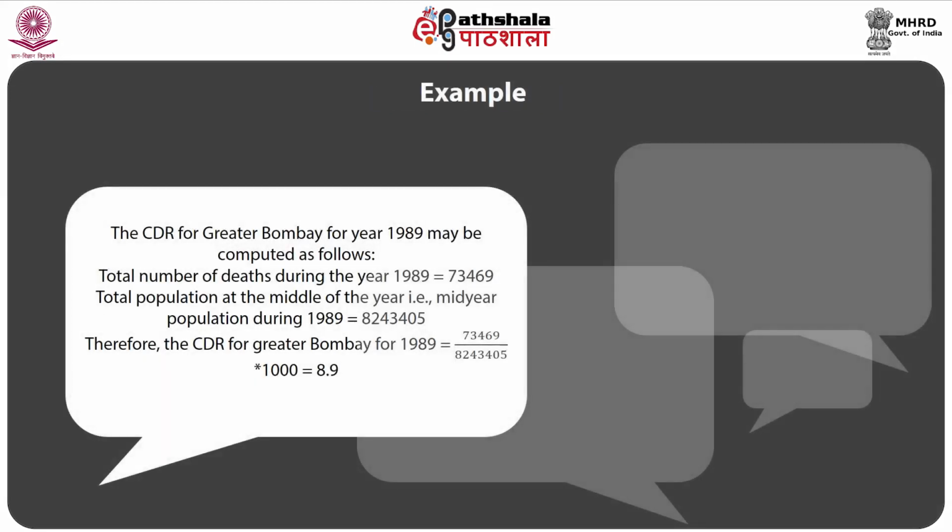Example: the crude death rate, CDR, for Greater Bombay for year 1989 may be computed as follows. Total number of deaths during the year 1989 equals 73469. Total population in the middle of the year, that is mid-year population during 1989, equals 8243405. Therefore, the crude death rate for Greater Bombay for year 1989 equals 73469 divided by 8243405 multiplied by 1000 equals 8.9.